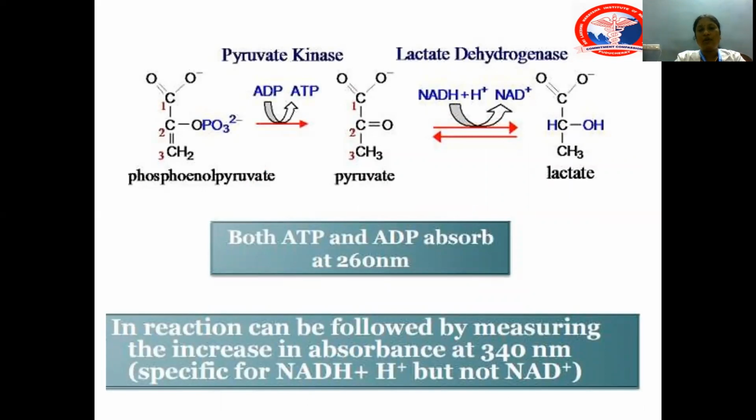In this way, we can measure the amount of isocitrate. Similarly, phosphoenolpyruvate to pyruvate conversion and pyruvate to lactate conversion are brought about by the enzymes pyruvate kinase and lactate dehydrogenase respectively. Here both ATP and ADP absorb light at 260 nanometers in the first reaction, so we could not easily differentiate. This reaction is followed by pyruvate to lactate conversion, where there is a big change in absorbance at 340 nanometers, which is specific for NADH. So upon pyruvate to lactate conversion, there will be a decrease in absorbance.